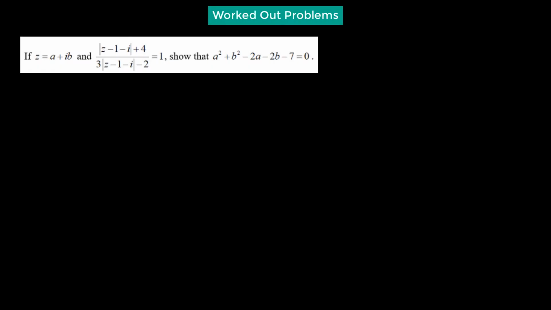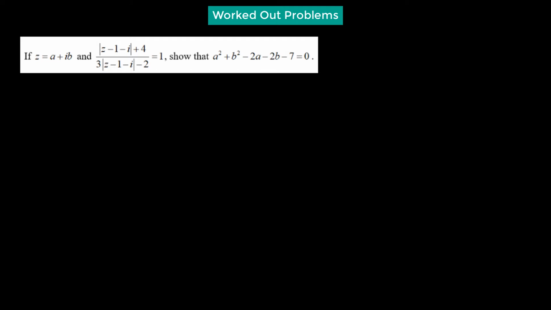So in this particular question, we have a complex number z given by a + ib, and an equation that's given: |z - 1 - i + 4| / (3|z - 1 - i - 2|) = 1. So using this condition, we have to show that a² + b² - 2a - 2b - 7 = 0.